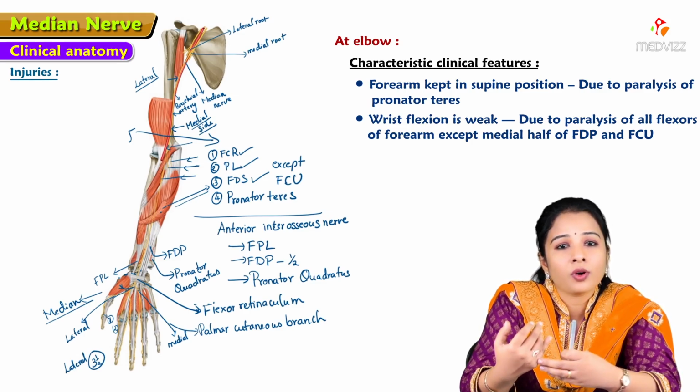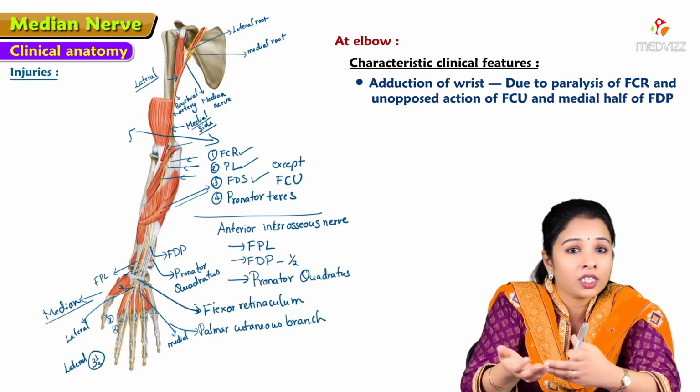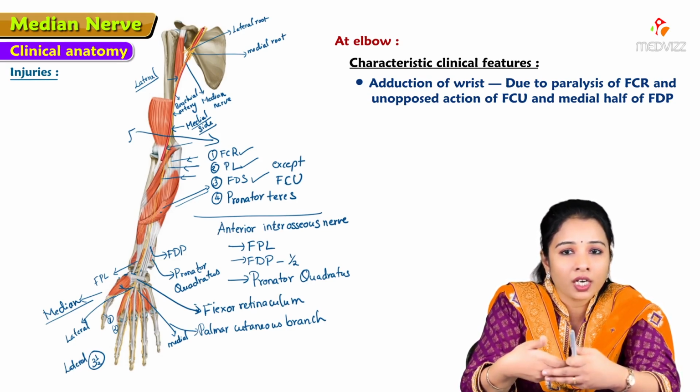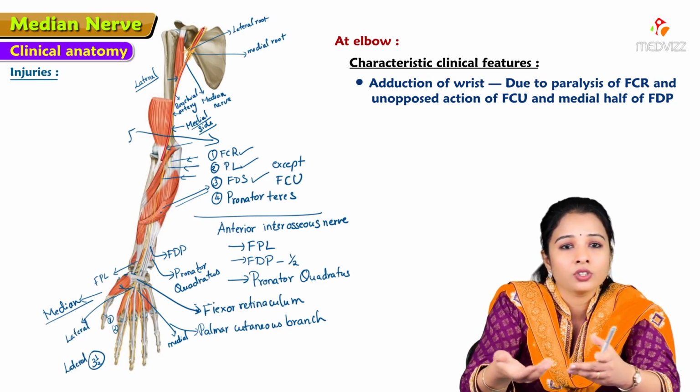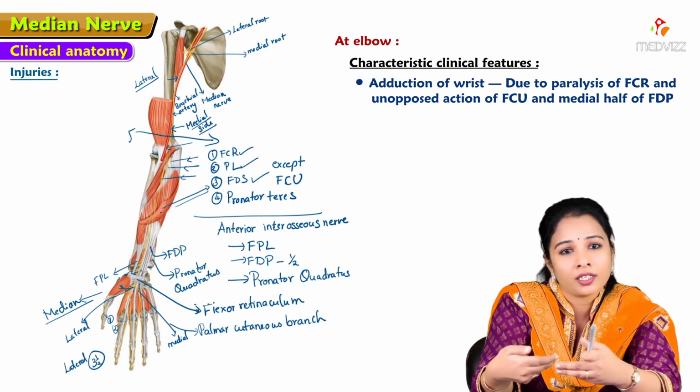So because of that, what happens? There will be adduction of the wrist, because the flexor carpi radialis, which is an abductor of the wrist, is paralyzed. So there will be unopposed adduction due to flexor carpi ulnaris, and the medial half of flexor digitorum profundus is active. So it will be adducted. So it will be supinated, partially flexed, adducted.